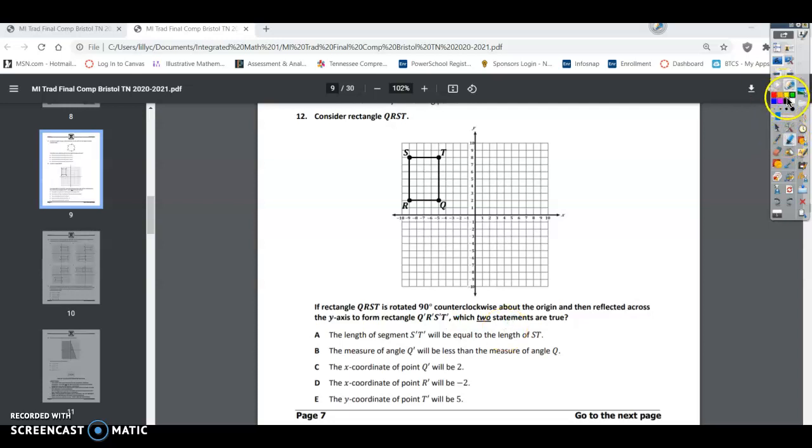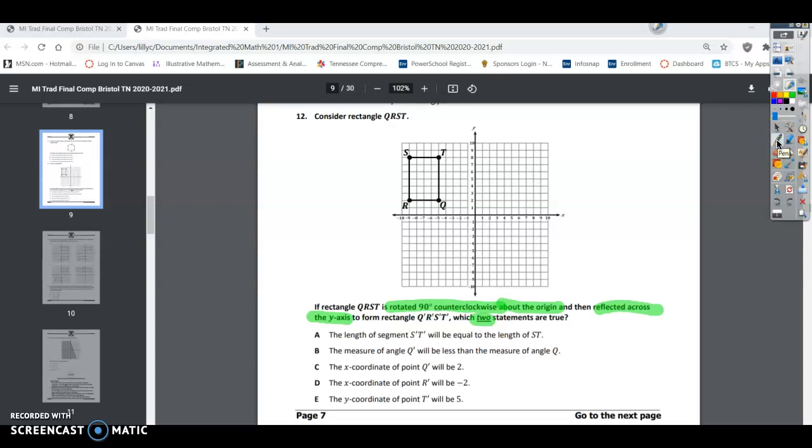All right, so the first thing I need to do is look at it. It's going to be rotated counterclockwise about the origin, and then it's going to be reflected across the y-axis. And it says which two statements are true, so I know I'm looking for two answers.